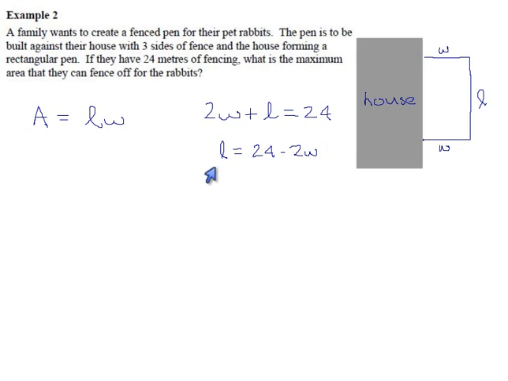Now, there's no particular reason why I used the L here. You could solve this for W instead, although I did notice that if I do it this way, I won't end up with a fraction. And if you solve this for W, you're going to get 12 minus 1/2 L, which is a little less nice to work with. So you have a choice of which variable you isolate here, and make it easy on yourself whenever you can.